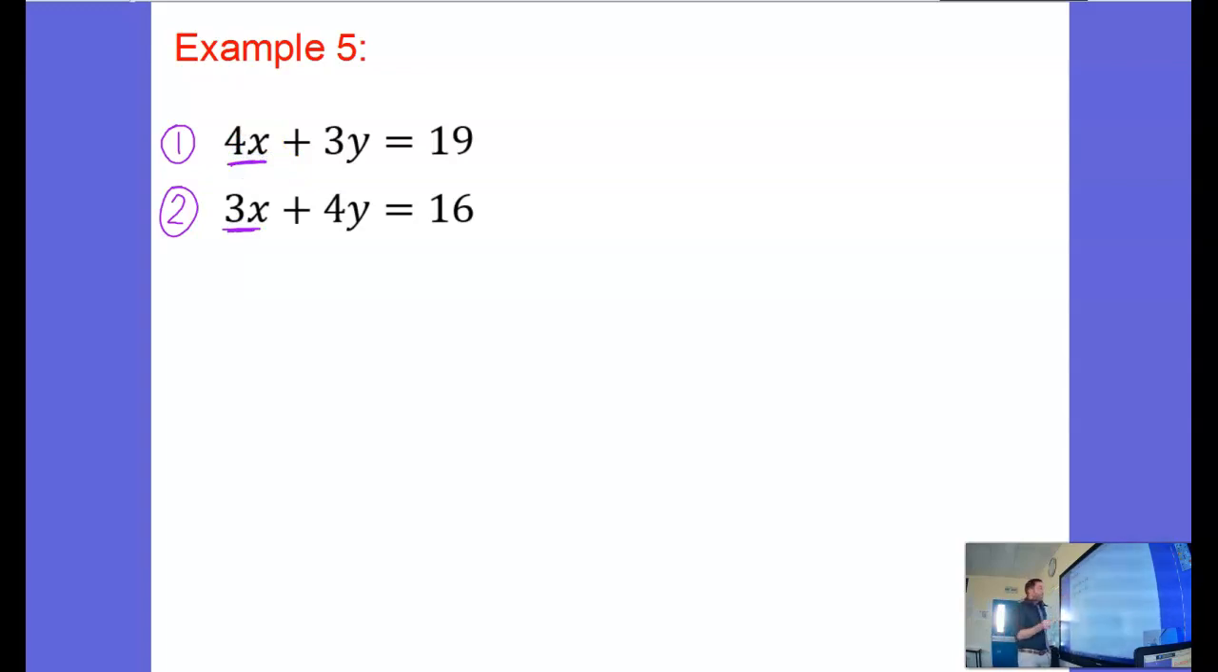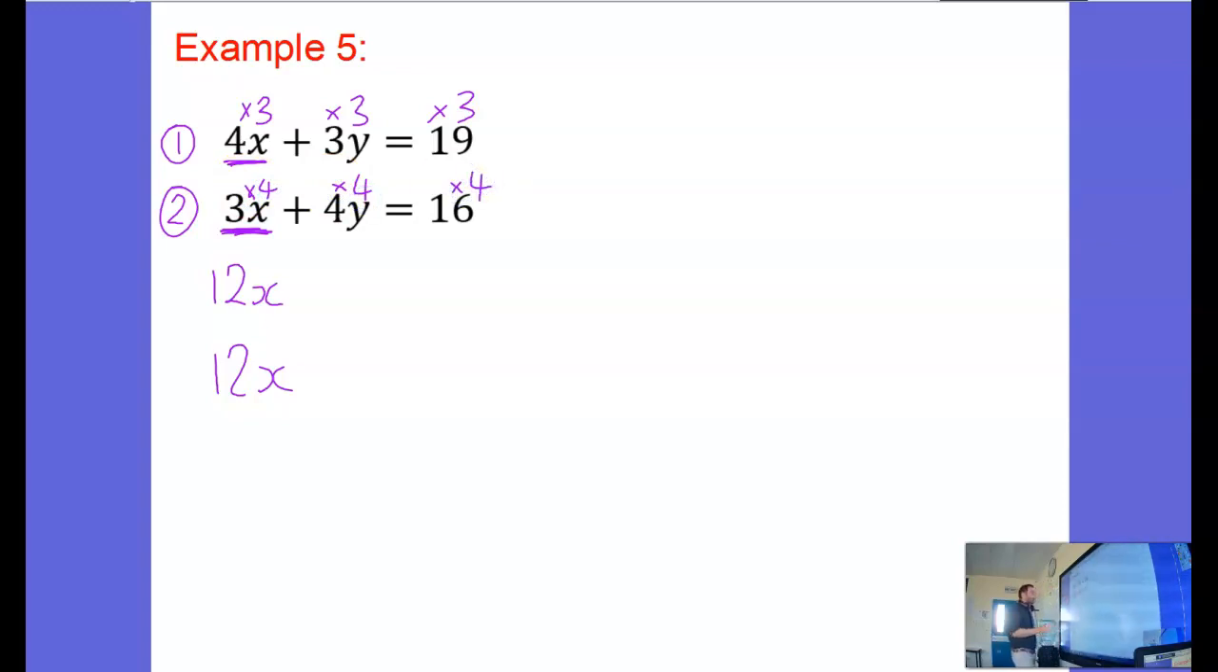In order to do that, I need a common multiple of 3 and 4. I know that 3 and 4 both go into 12, so I'm aiming to get 12x at the front of this. To get 12x here, I'm going to have to multiply by 3, so multiply everything by 3. To get 12x here, I'm going to need to multiply by 4, so multiply everything by 4.